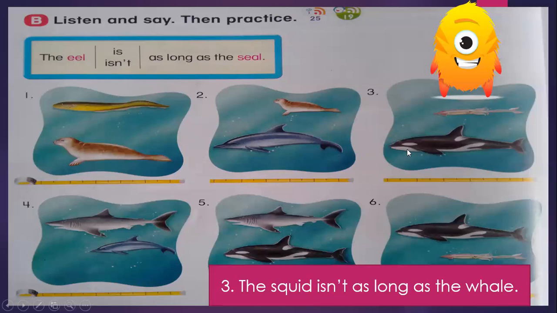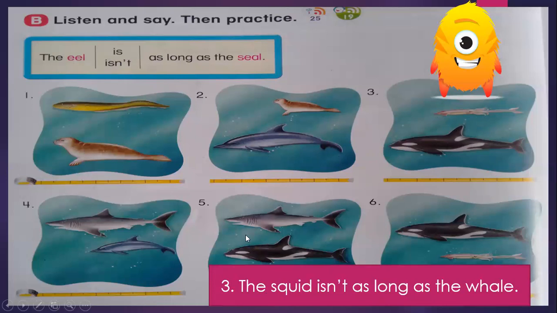What about number 3? Oh, yes, you're right. The answer is already here. You can see here we have the squid and the whale. Now here we have the sentence. We can say the squid isn't as long as the whale. Why? Because the squid is shorter. Look here, the seal is shorter too.